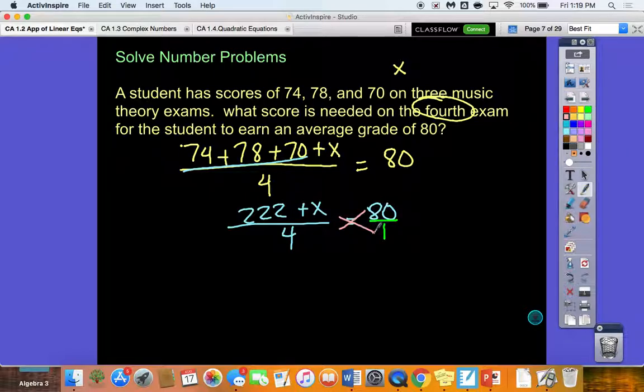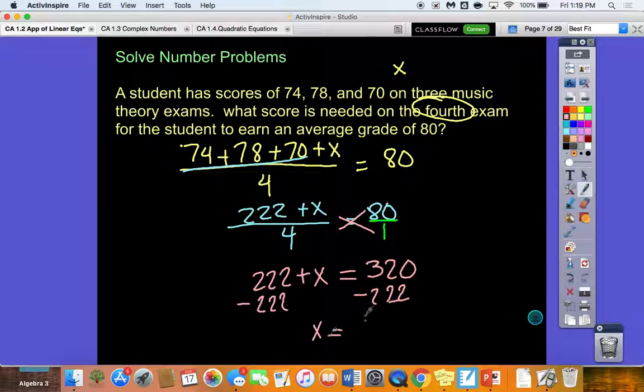If you cross multiply, you're going to have 222 plus x, because when you multiply times 1, it's the same thing. And then we're going to have 4 times 80, which would be 320. So we're going to subtract out the 222, and that, I do believe, gives us a 98. So the student needs to score 98 on his next test to get the average he wants.